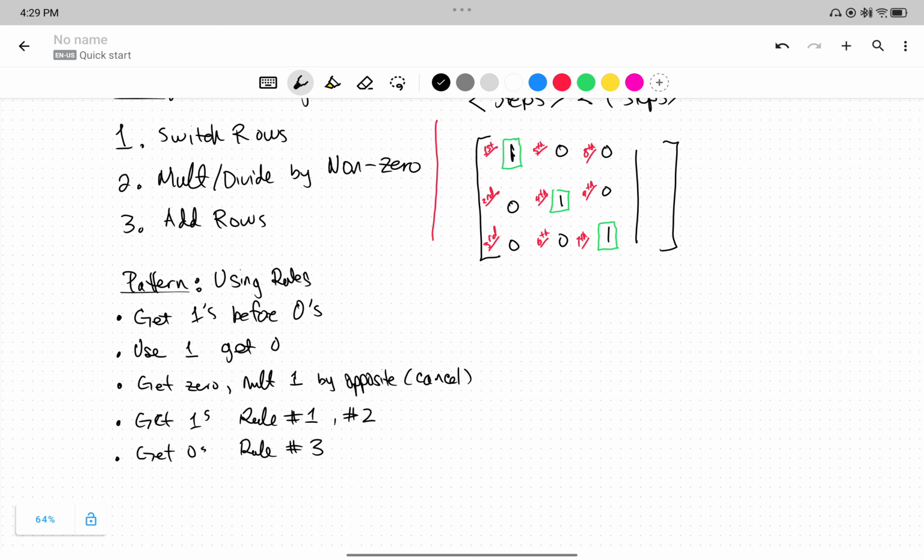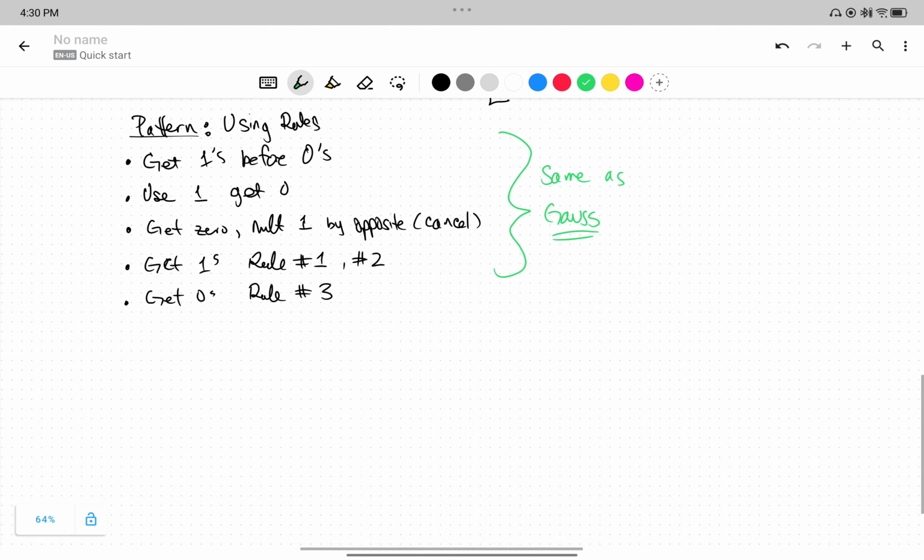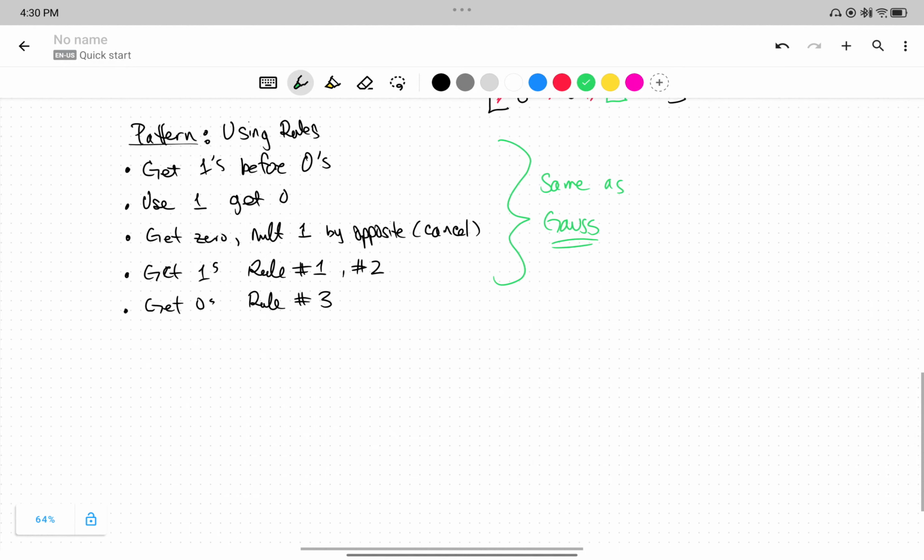All right, so I think we're ready. All of this is essentially the same thing we did with Gauss elimination. So if you understood Gauss elimination, then all of this works the same way. It's just that instead of 6 steps, it's going to be 9 steps. So same as Gauss. Alrighty, let's go ahead and get it started.